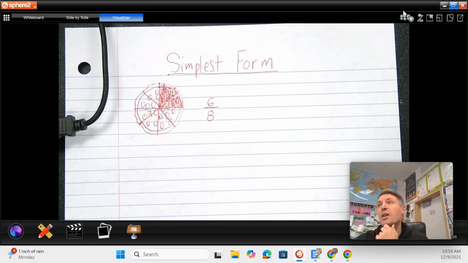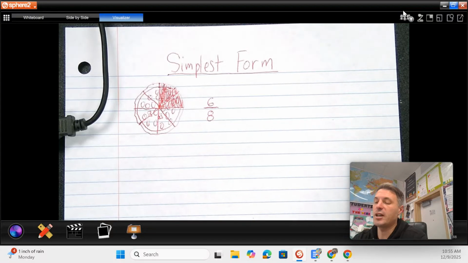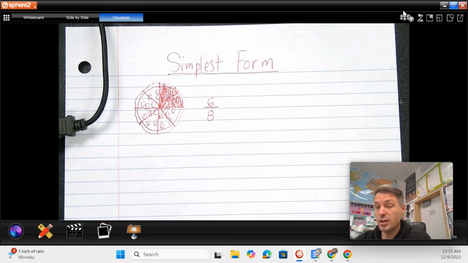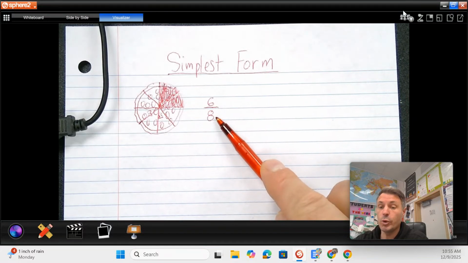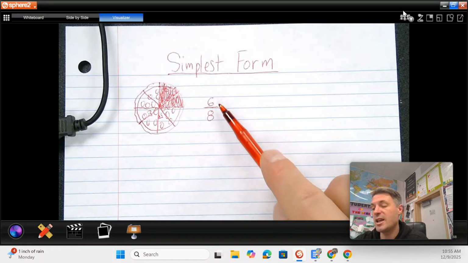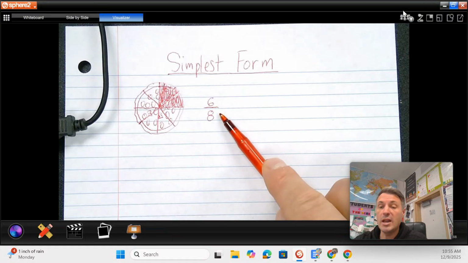Another way of thinking of a simplest form fraction is that it's showing a fraction using numbers where the greatest common factor of both the numerator and the denominator is 1. And I will show you that in just a second here. How do we put a fraction in simplest form? Well, first of all, 6/8 is not in simplest form, and here's how we know. Because 6 and 8 have a greatest common factor bigger than 1.